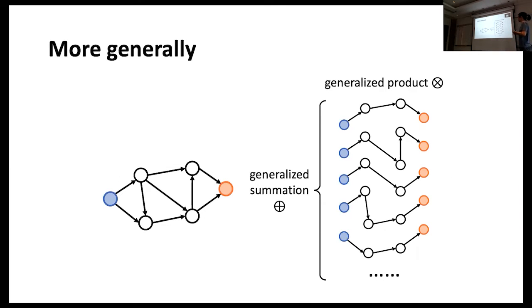So more generally, we define the path representations as computing something between two entities by using all the paths between them. Well, we use some generalized operations to do so. For the aggregation of all paths, we use the generalized summation. And for the computation of a single path, we use the generalized product operation.